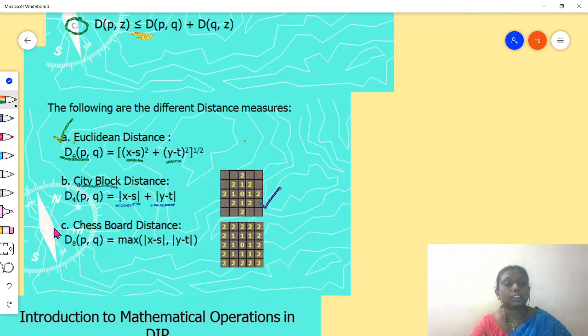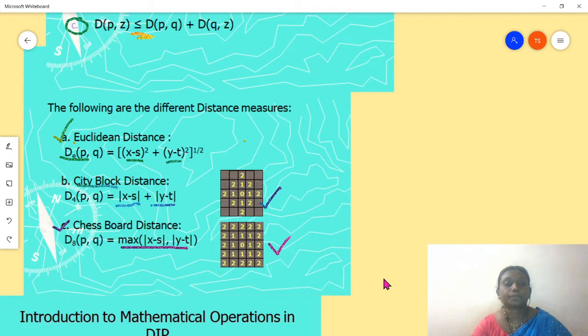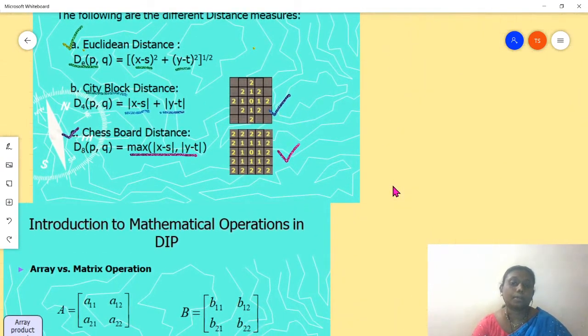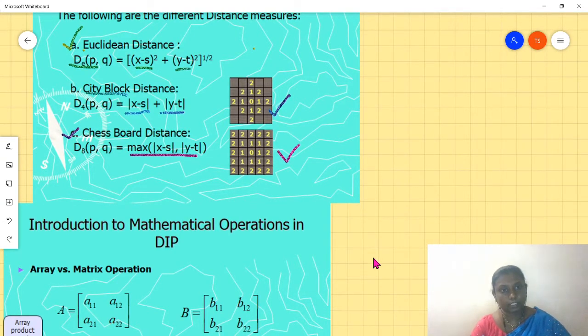Another method for the distance measure is the chessboard distance. Within chessboard distance, the formula is the max function, max of the mod of x minus s comma the mod of y minus t, absolute values. If we apply chessboard distance, this is the resultant image we will see. City block means the image values look like this pattern, and for the chessboard we get the digital image output in this pattern. These are the different distance measure methods we are applying: Euclidean distance, city block distance, and chessboard distance.